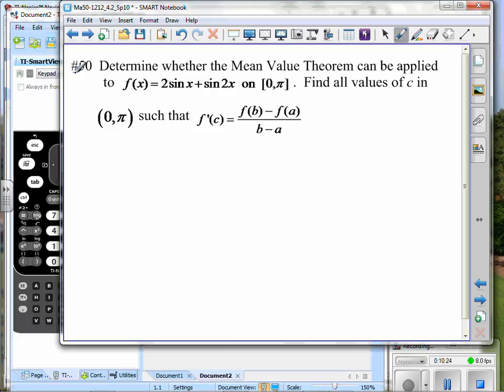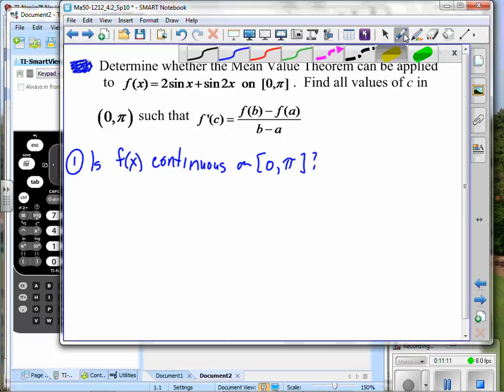Determine whether or not we can use the mean value theorem on this function on the closed interval from 0 to pi. If you can, then find all values of input within the open interval such that the mean value theorem can be applied. So first thing, ask the question: is f of x continuous on the closed interval from 0 to pi? What do you think?